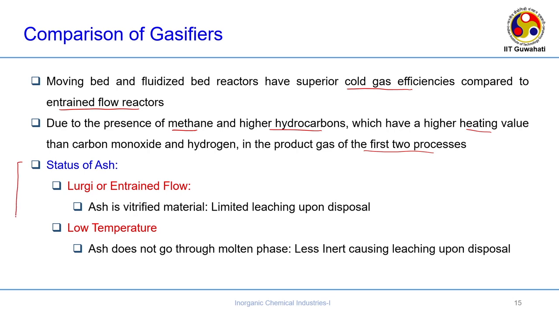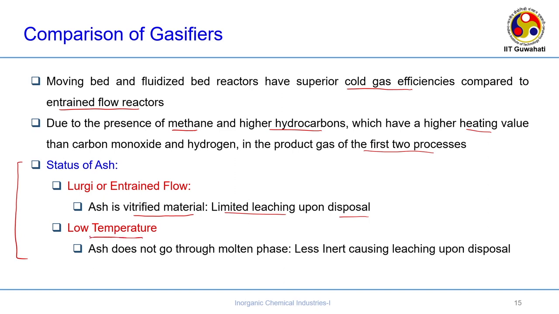But then the status of the ash has also been taken into account. We have to see, when the ash is disposed, can it leach into the soil or somewhere. In the Lurgi or entrained flow, the ash here is a vitrified material. Because of the high temperature, it passes through the liquid state, so it will have limited leaching upon disposal. Okay? That is why they are preferable. It is easy to dispose the ash. Even if you put it outside, it will not leach into the soil.